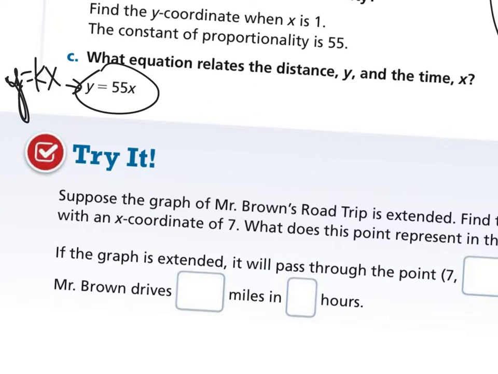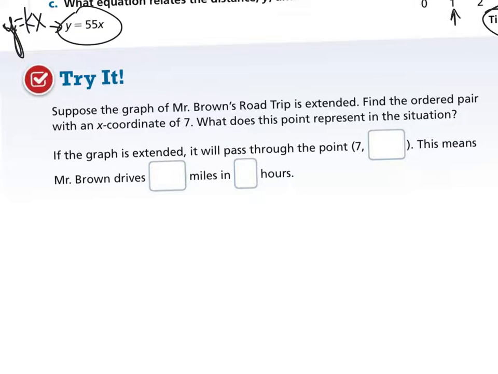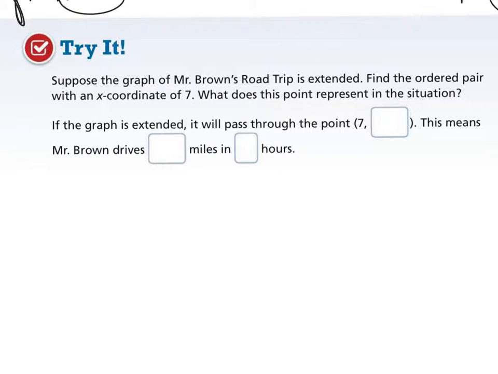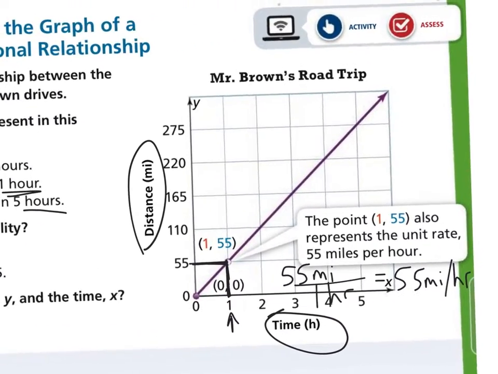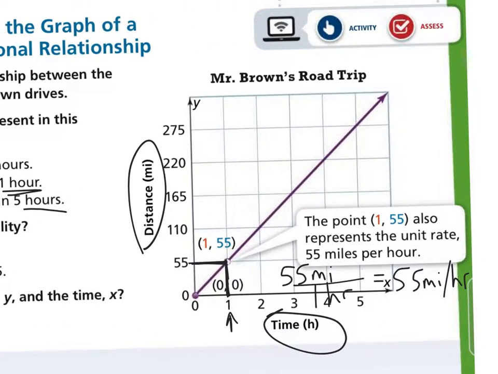So if we look at the try it, suppose the graph of Mr. Brown's road trip is extended. Find the ordered pair with an x coordinate of 7. What does this point represent in this situation? Well, we could physically try to extend this line here, and especially if we had a ruler and we drew a really straight line.